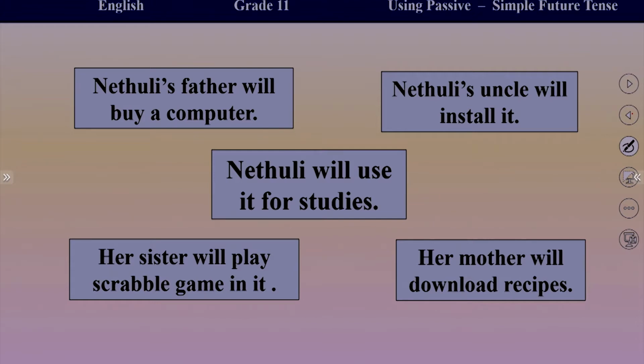Nethuli's father will buy a computer. Nethuli's uncle will install it. You know that without it you can't use it. Nethuli will use it for studies. Her sister will play Scrabble in it. And her mother will download recipes.